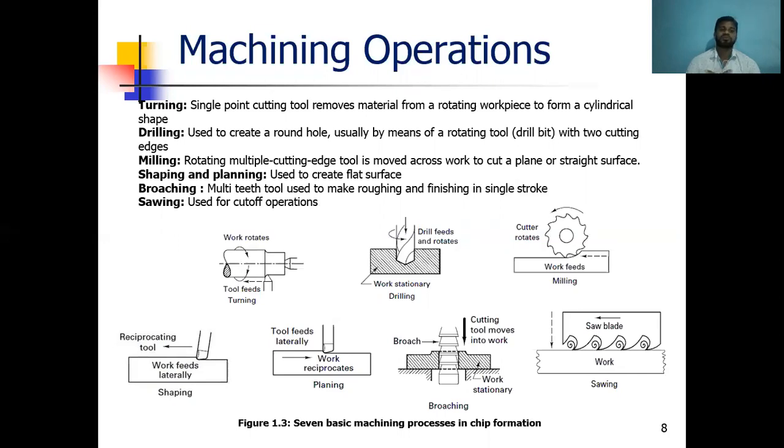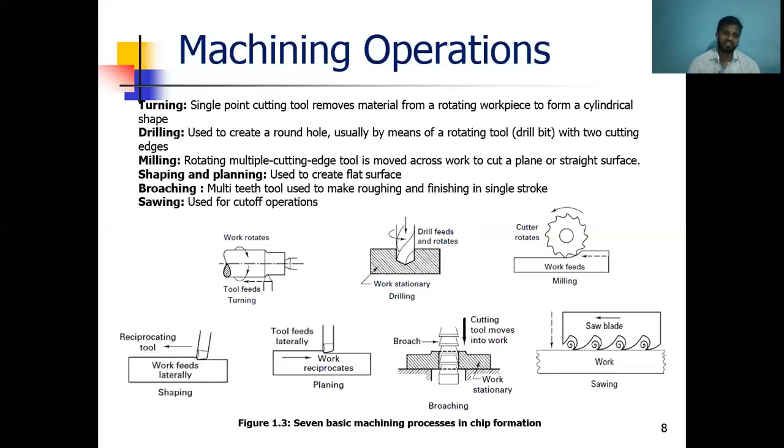Okay. Next one is drilling. The drilling operation is used to create a round hole. We need to drill inside to form a hollow shape. So the drilling operation is used to create a round hole by means of a rotating tool. The tool is nothing but our drill bit with two cutting edges, right? In the diagram it is shown like this. The drill bit has two cutting edges.